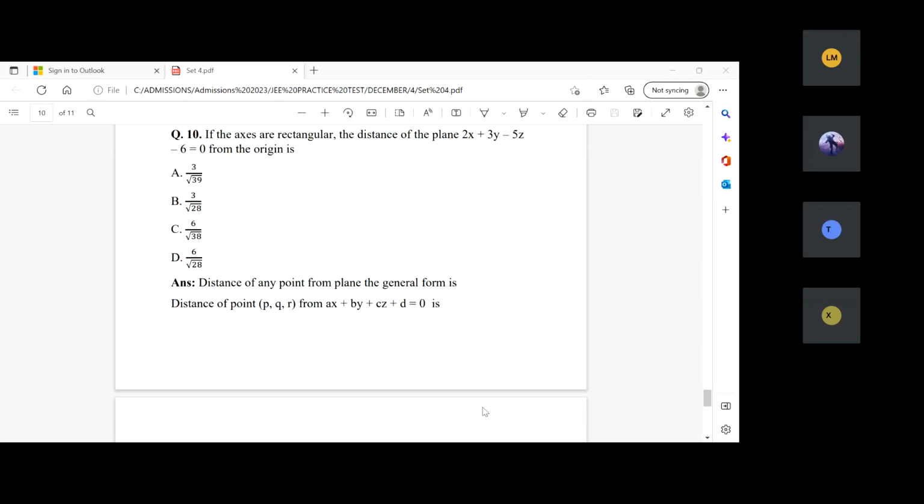Now I think we have come to the final question of today's session. Sorry. Okay, I hope the question is visible. I have the points here. I need to find out the same thing, the same formula that you have studied.